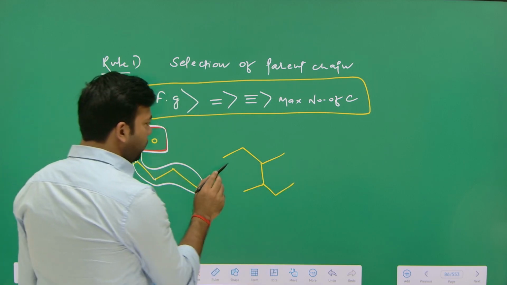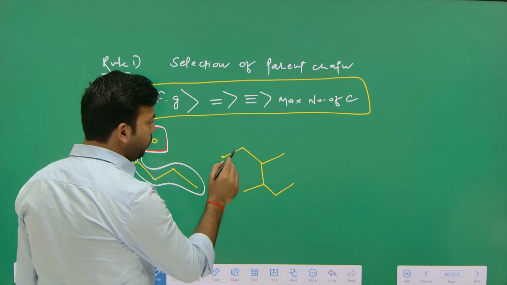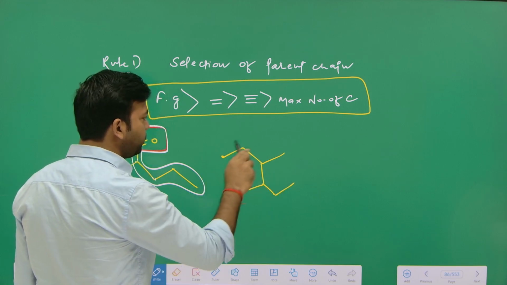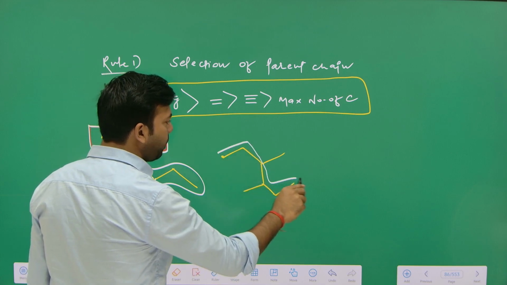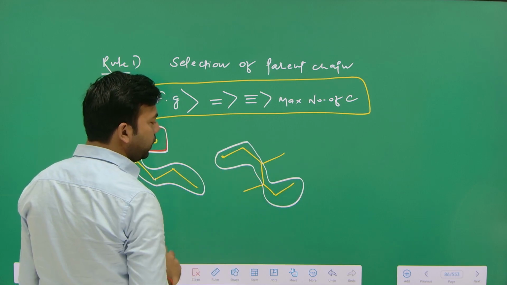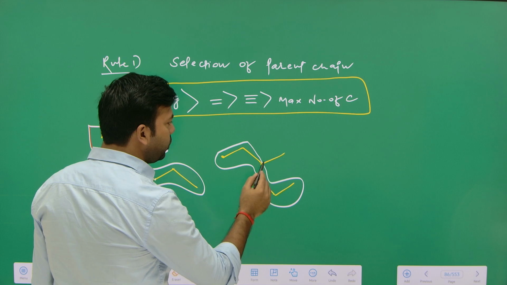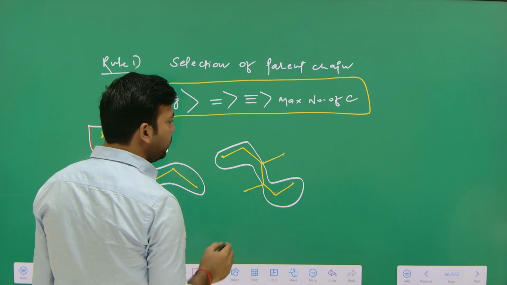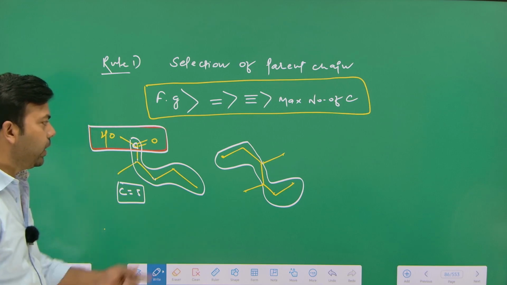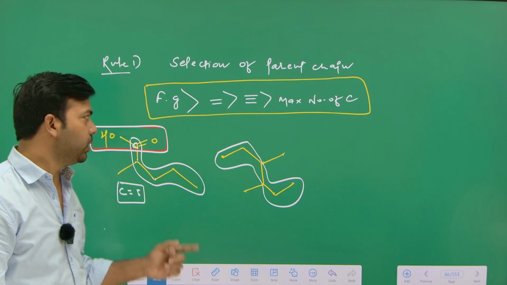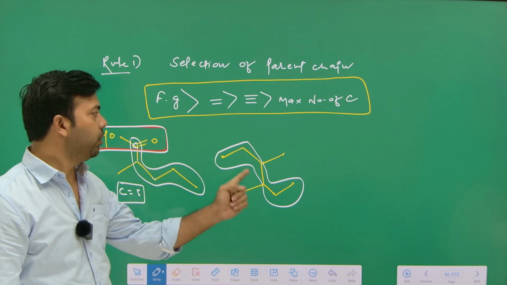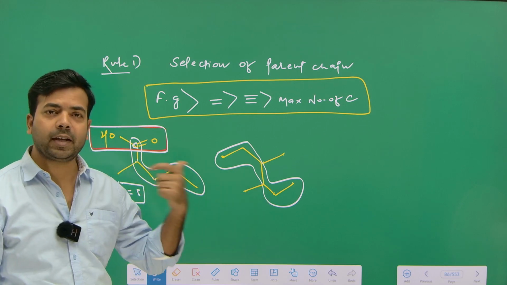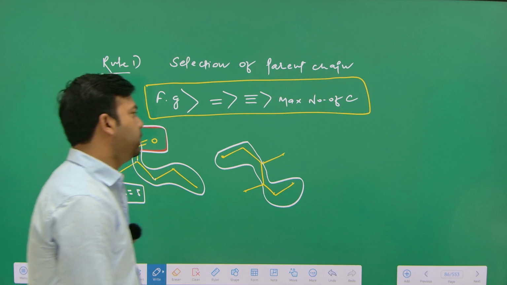Suppose we have this one. Look here. Suppose you start from this: 1, 2, 3, 4, 5 and 6. 6 carbons like this. There is another possibility: 1, 2, 3, 4, 5. So this is the way we can select the maximum number of carbons here, because there is no functional group, no double bond, no triple bond, only a carbon chain. So you have to include the maximum number of carbons in this parent chain.